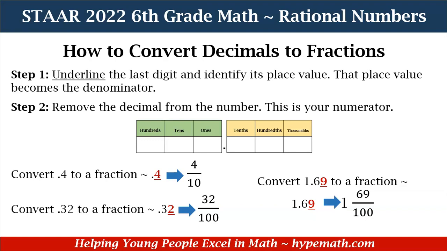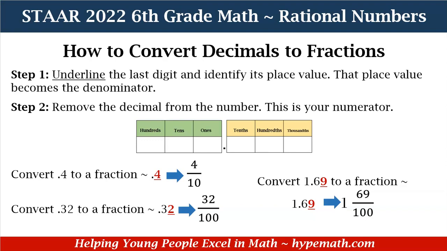Now, how do we convert decimals to fractions? Easy peasy. Step 1, we're going to underline the last digit of the decimal value and identify its place value. That place value becomes the denominator. Step 2, we are going to remove the decimal from the number, and this will be our numerator. Let's look at some examples just in case Miss Jackson sounded confusing.